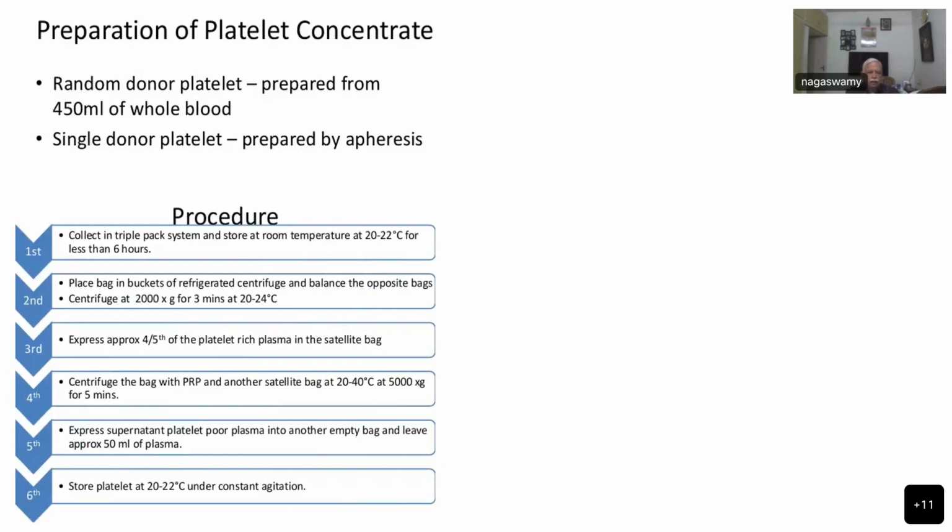Place the bag in a bucket. I think there are pictures to show that rather than reading them. Then again centrifuge, separate, and place the platelets at a temperature of 20 to 22 degrees centigrade. They don't require refrigeration. That is the advantage of platelets. They can be kept at a temperature of 20 to 22 degrees centigrade.